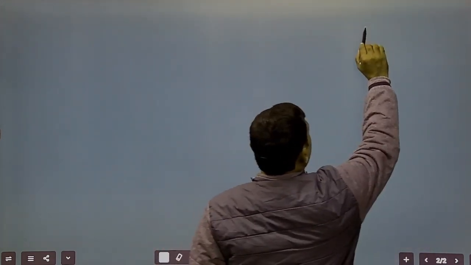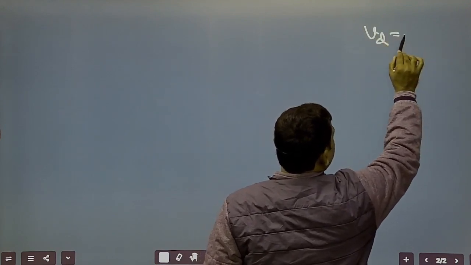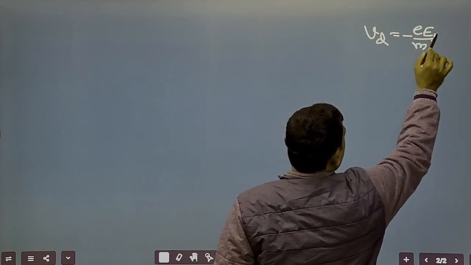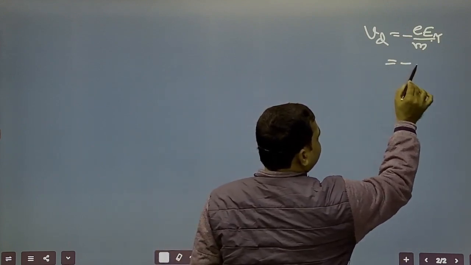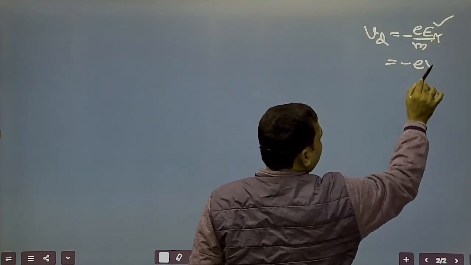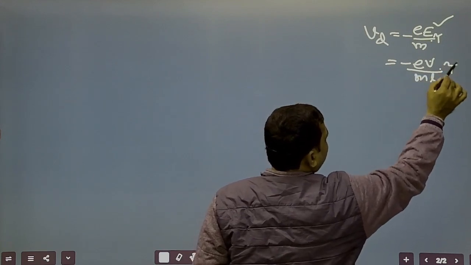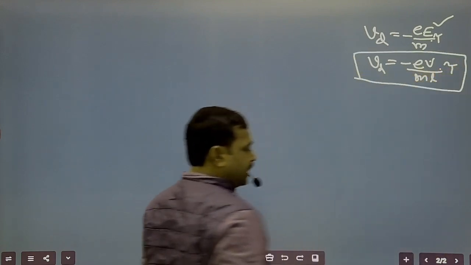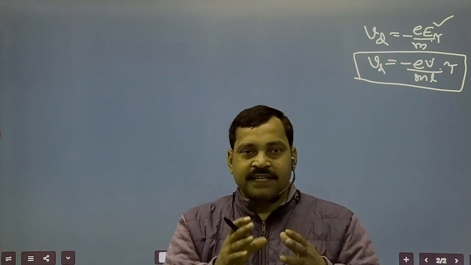Here Vd is equal to, we have already derived this expression, this is minus eE by m into tau, right? Or in terms of potential, we already got this E for electric field intensity, this will be potential gradient, that is V by L, into tau. So this we have already derived in our earlier derivations. So now what is the relationship between current and drift velocity?